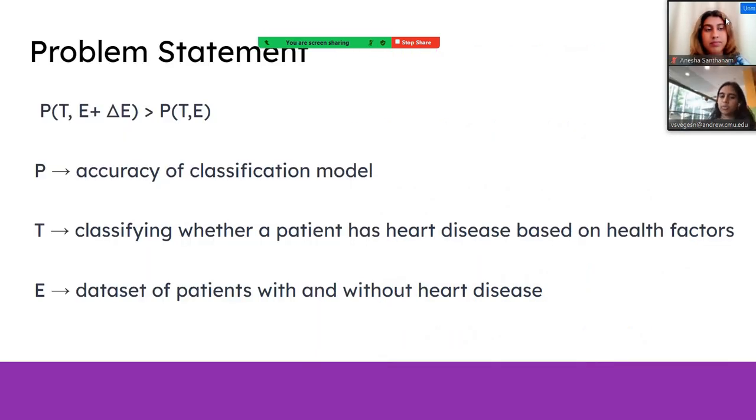When it comes to our problem statement, our P, which is the performance metric, was to test the accuracy of our classification model. Our task T was classifying whether or not a patient has heart disease based on our features, which were different health factors. And E, which is our experience, was the labeled data set that we had that gave features and whether or not a patient had heart disease.